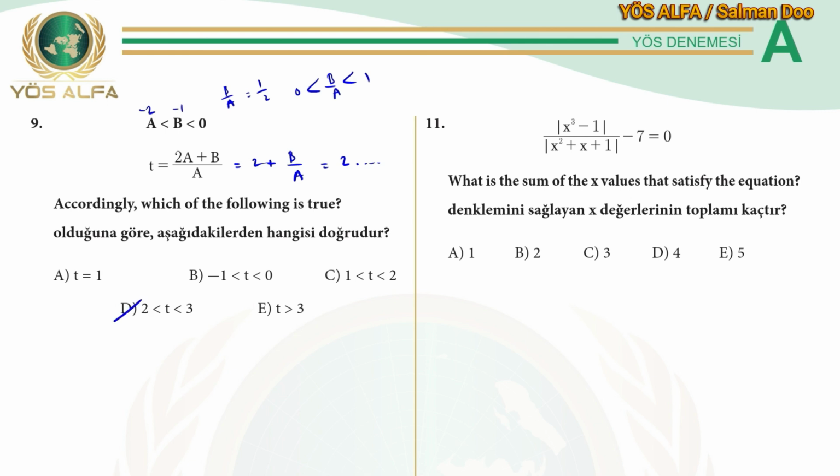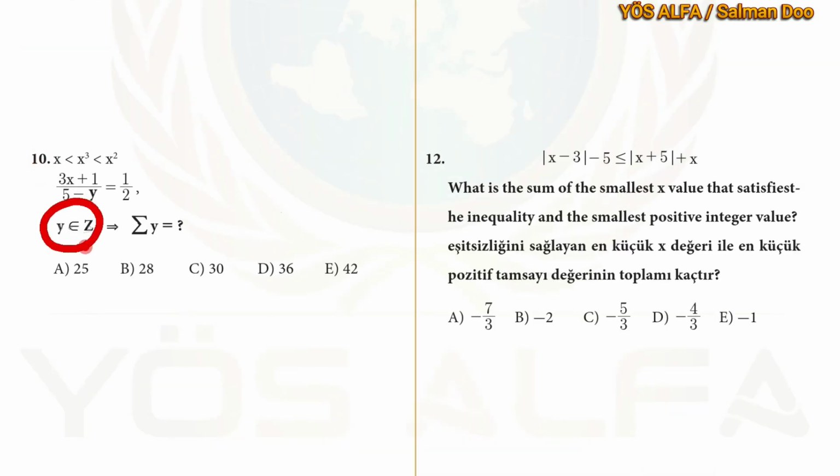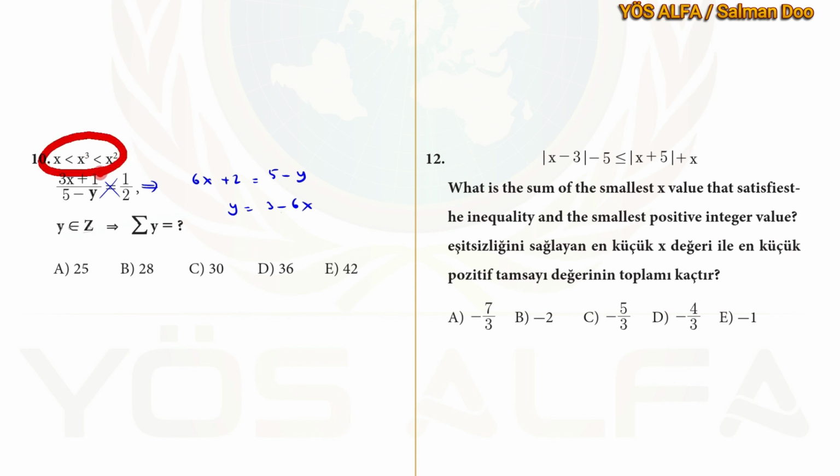It's D. 10. Y is an integer. Sigma y is asked, the summation of all the possible y values. So how do we find y? Let's start from here. We're going to cross multiply these two to have 6x plus 2 is equal to 5 minus y. From here we have y is equal to 3 minus 6x. So we need to know x to be able to solve for y. How do we find x? We can find x from here.